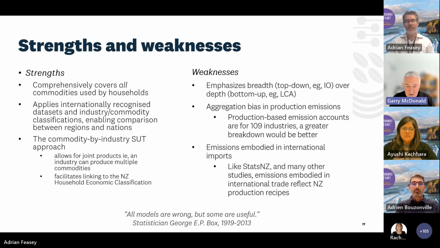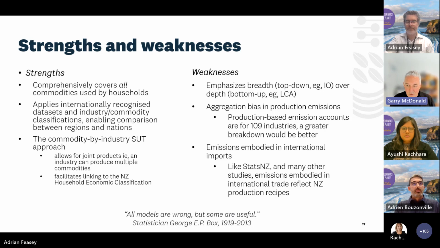The key weakness of this method, and it's the same for most top-down methods across the world, not just something unique to here, and it's also the same weakness that exists in the Stats New Zealand process, is that the emissions embodied in international trade reflect a New Zealand production recipe. So we've had to say, well, to make sure we include the international imports into New Zealand and account for those, because we account for all emissions, we've had to assume that they're made according to a New Zealand production recipe.